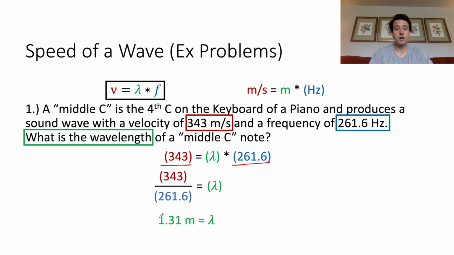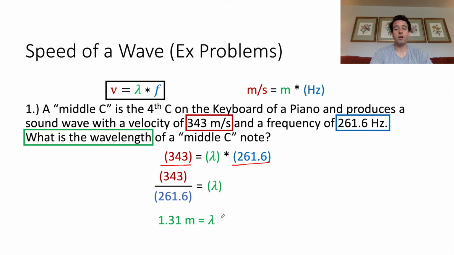So yeah, it turns out that if you take a sound wave, its wavelength is about 1.31 meters, which is roughly, I'd say, 4 feet. So kind of crazy that there's sound waves out there that have 4 feet wavelengths. But you can't see them. Kind of crazy. Okay, so that is speed of a wave. Expect some problems coming up with those.